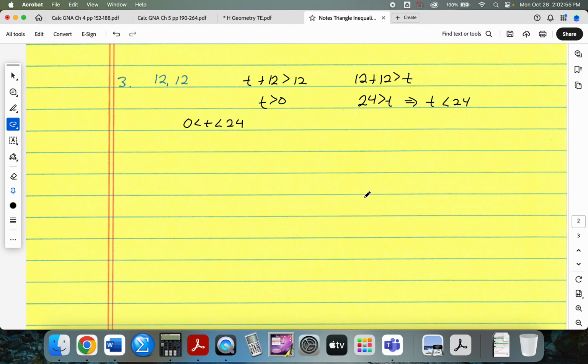Before we go on to the next page, let me just talk to you about what that would look like. If these two sides are both 12 and this one is really small, it might look something like this. Where both of these are 12 and this is something really, really small, right?